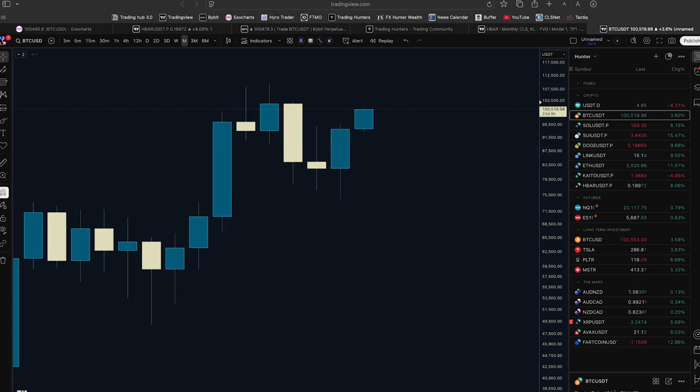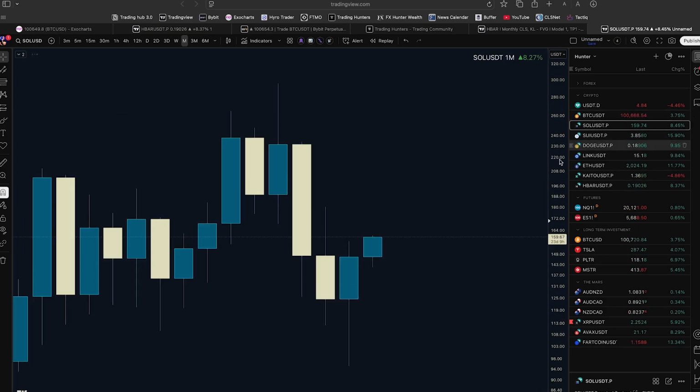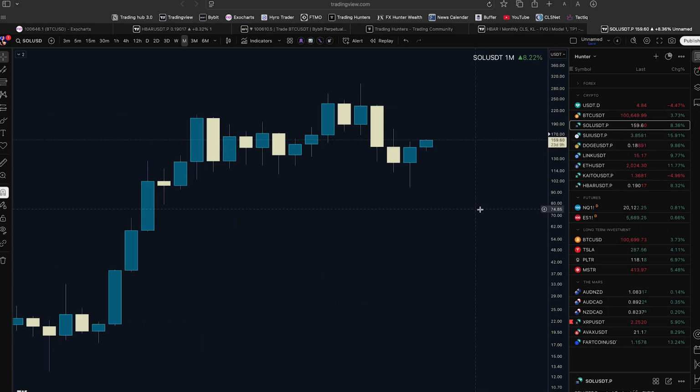Then we're looking for the manipulation. Who is doing this manipulation? These market makers. So they create this candle in here, and then you're waiting for the same liquidity things. And it's the same on all time frames, all pairs.